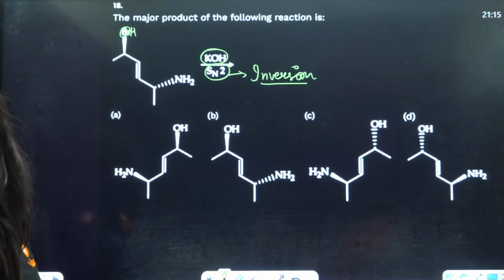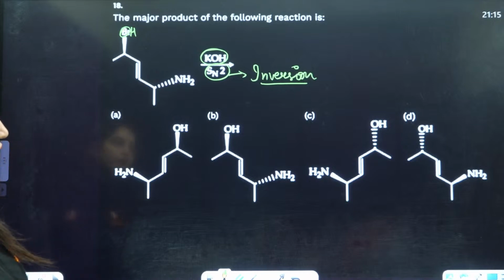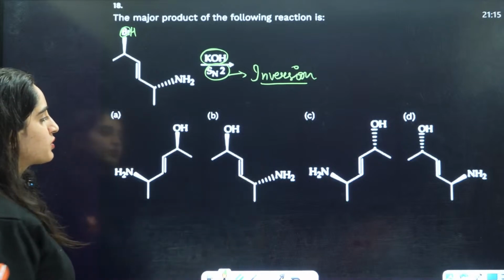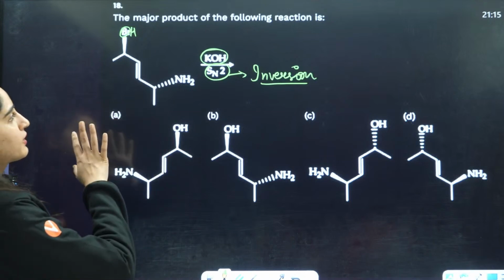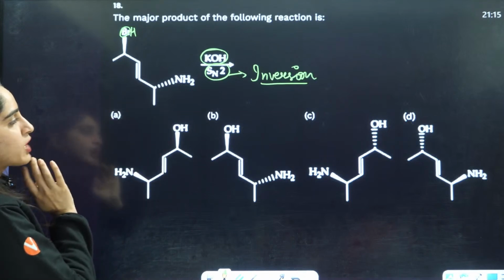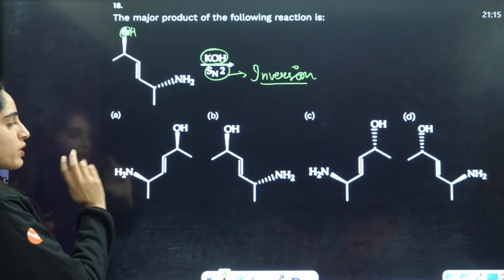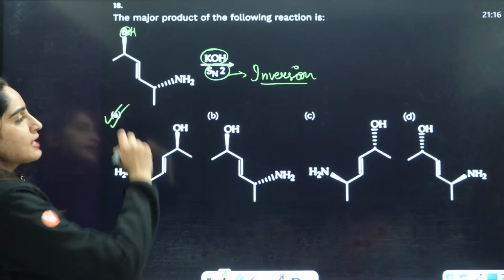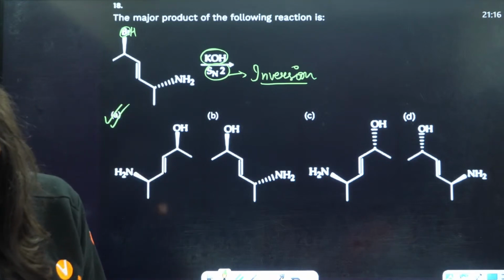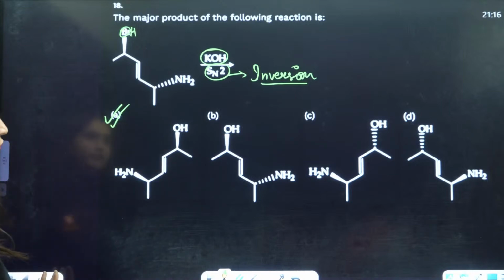Everybody, what will remain here? It will be stable only. Now, if you see this here, you need to invert it. If you invert this, this is going to change. That is going to stay the same. This is going to change. So A is the correct answer, according to the inversion concept.